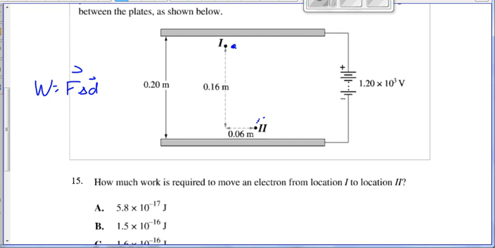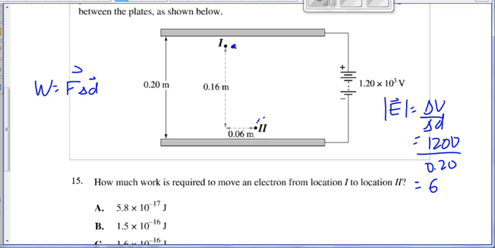We don't know. We can find it, though, because we know the field. This is a tricky question. We know the field is delta V over delta D, which is 1,200 divided by 0.20, not 0.16. The field is dependent upon the distance between the plates. 1,200 divided by 0.2, I think is going to give me 6,000 volts per meter or newtons per coulomb.